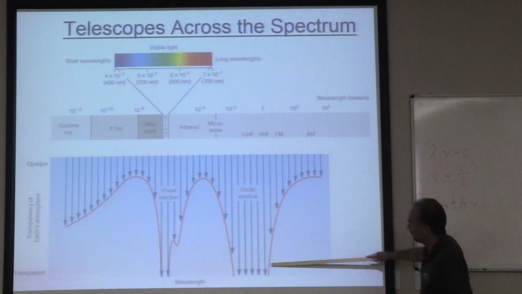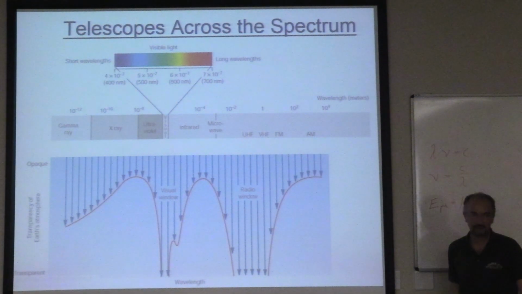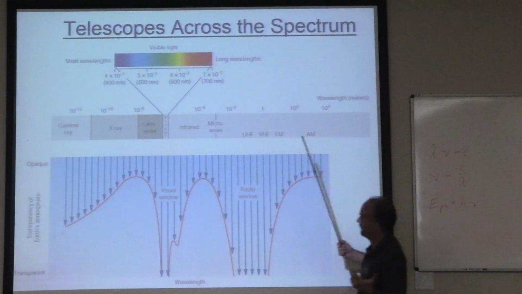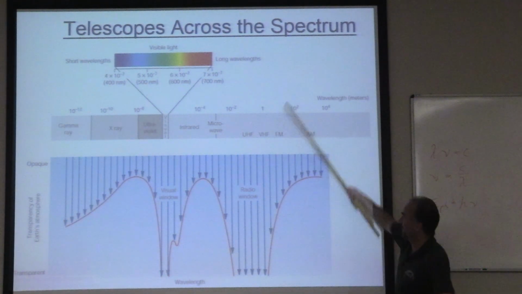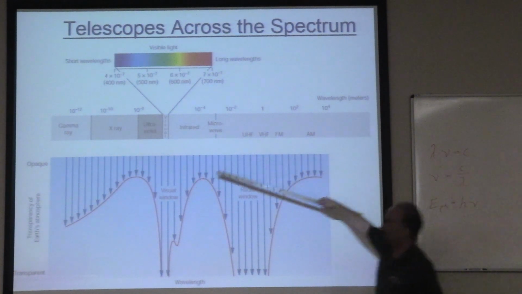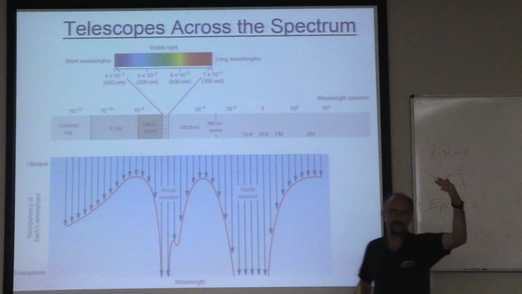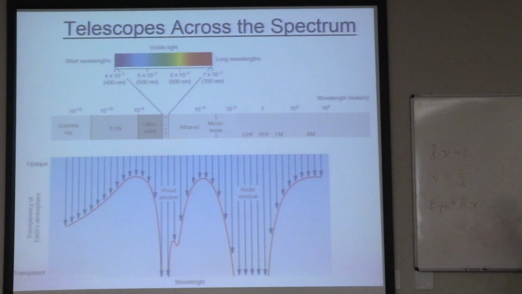There's another window here in the radio. So that's why if you want to do astronomy from the ground, you can only do that with visible light or with radio. Everything else, somehow you have to get past the atmosphere. Usually just satellites.